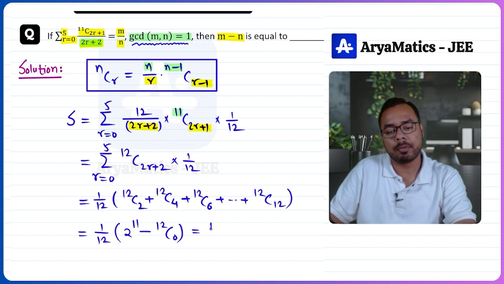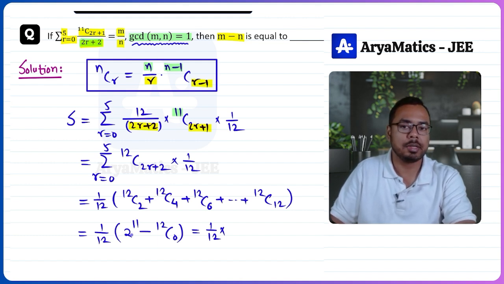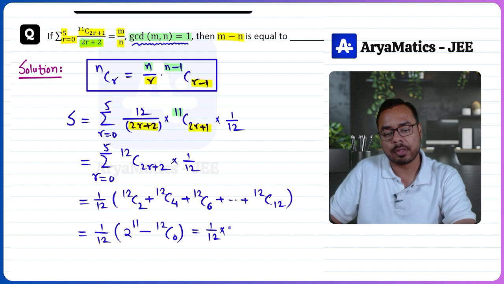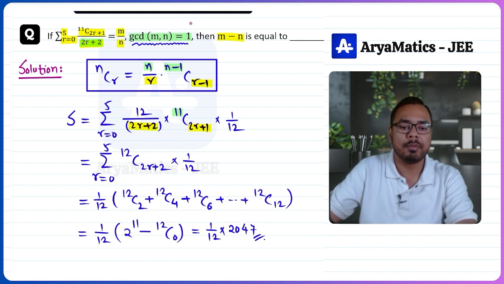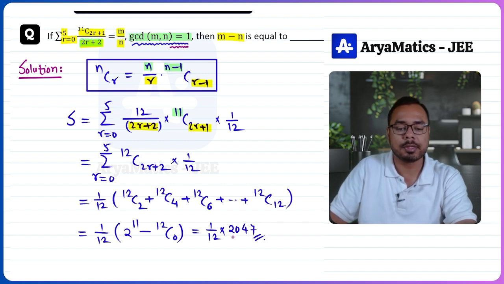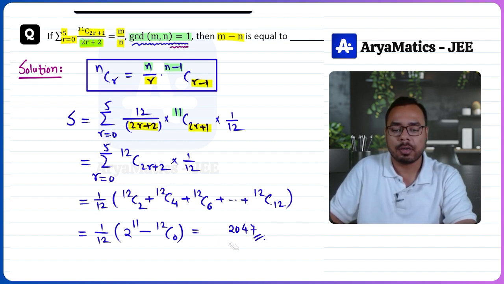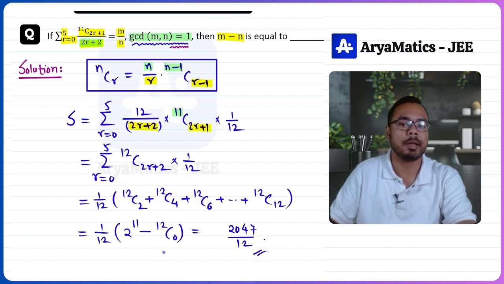And now this will become 1 by 12 times 2 raised to 11 minus 12C0. 2 raised to 10 is 1024, so twice of that is 2048, and then minus 1, since 12C0 is 1, that means we have 2047, right? So this is the sum that we are getting. Finally we are getting 2047 divided by 12.